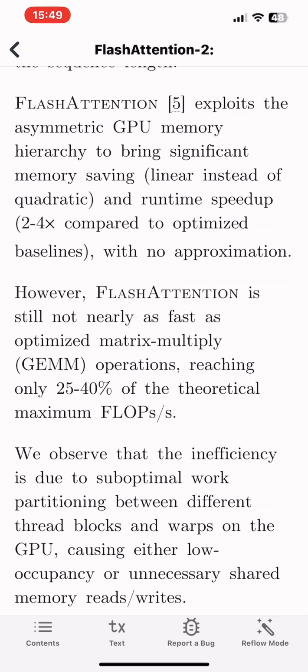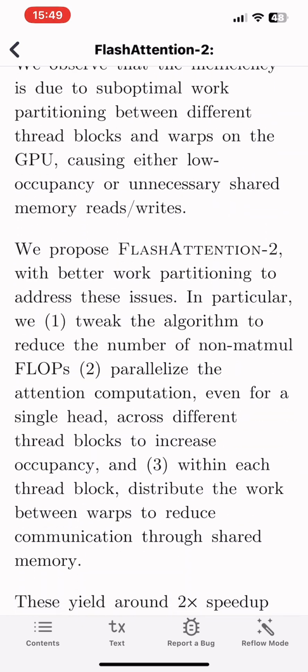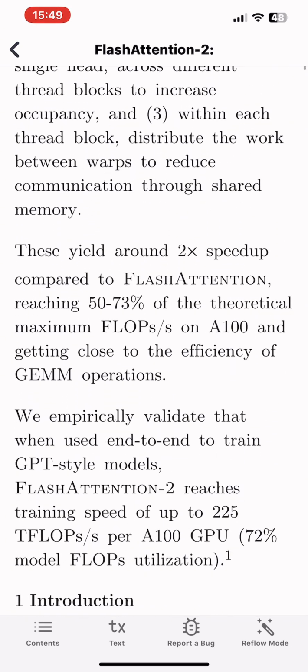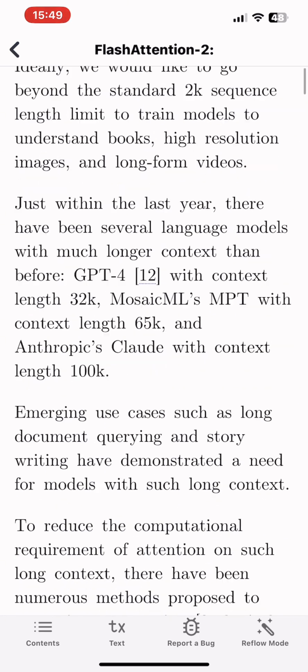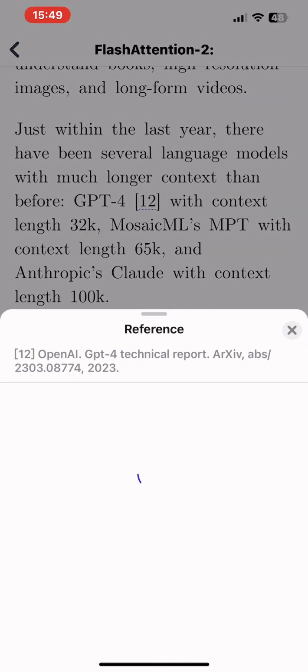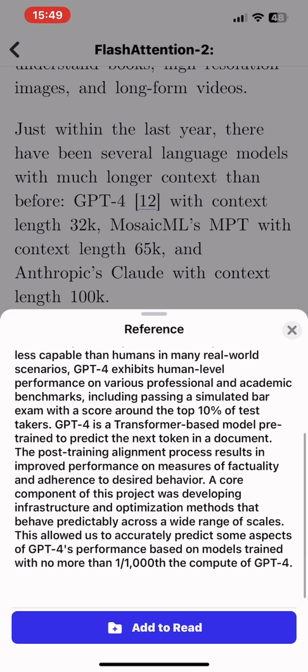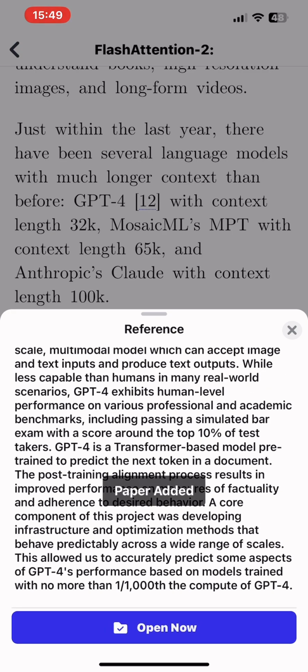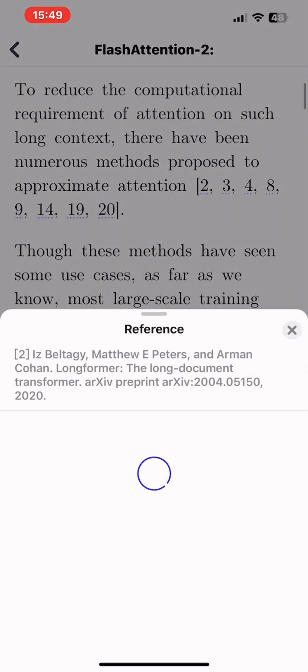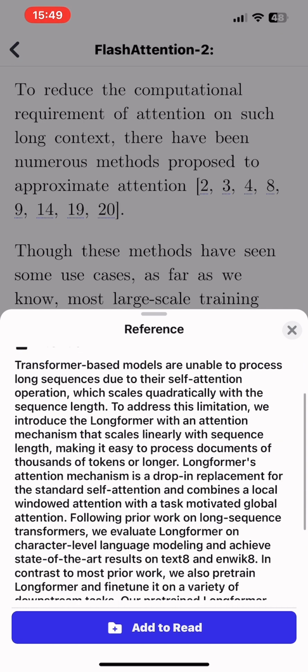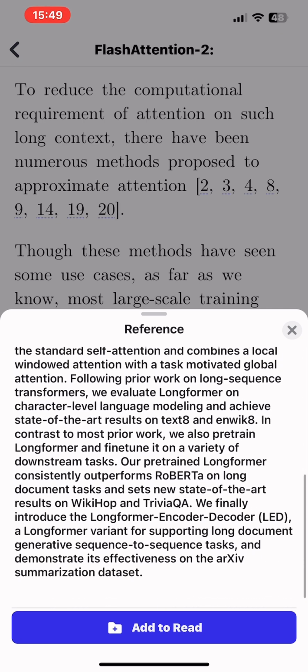FlashAttention-2 is a research paper that introduces a new attention mechanism for transformers, a type of neural network architecture used in natural language processing and computer vision tasks. The paper addresses the main bottleneck in scaling transformers to longer sequence lengths, which is the quadratic complexity of the attention mechanism. The authors propose a faster attention mechanism with better parallelism and work partitioning, which they call FlashAttention-2.